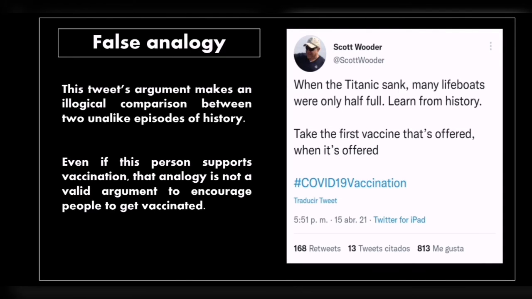False analogy. A false analogy fallacy is when a person gives an argument based on an illogical comparison between two unrelated things in order to prove a point. This example is a tweet from a person who compares the Titanic event with the current pandemic situation, which are two different types of events that occurred in different eras. So, they shouldn't be compared at all in order to prove a point based on a trivial similarity. This is an example of false analogy.